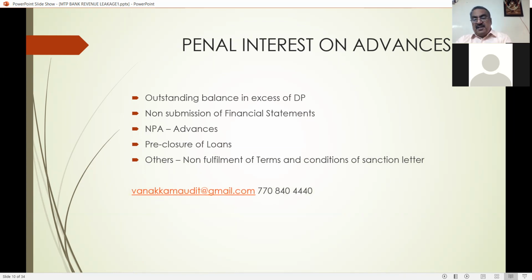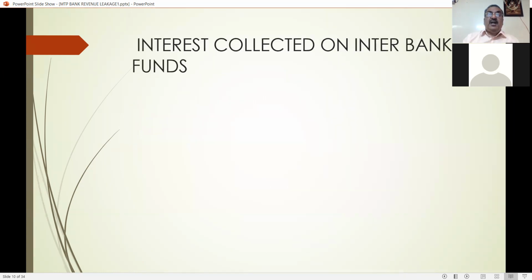These are the places where the penal interest can be charged. I have almost covered everything here, and now I am going for the interest collected on interbank funds. I'll tell what interbank funds are.